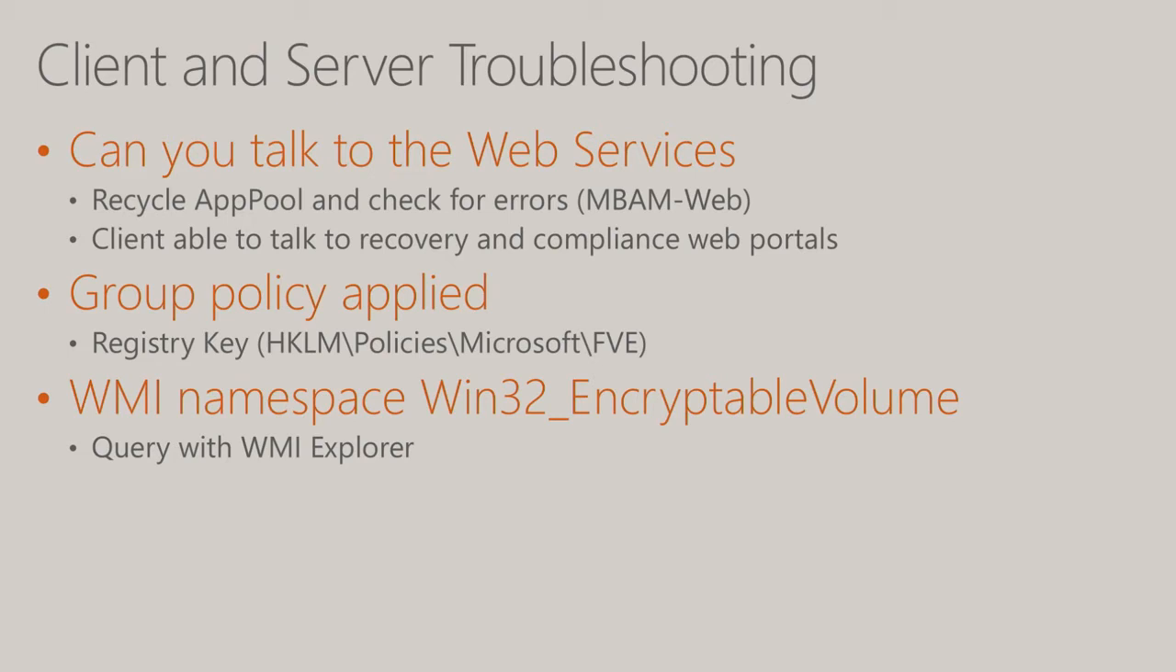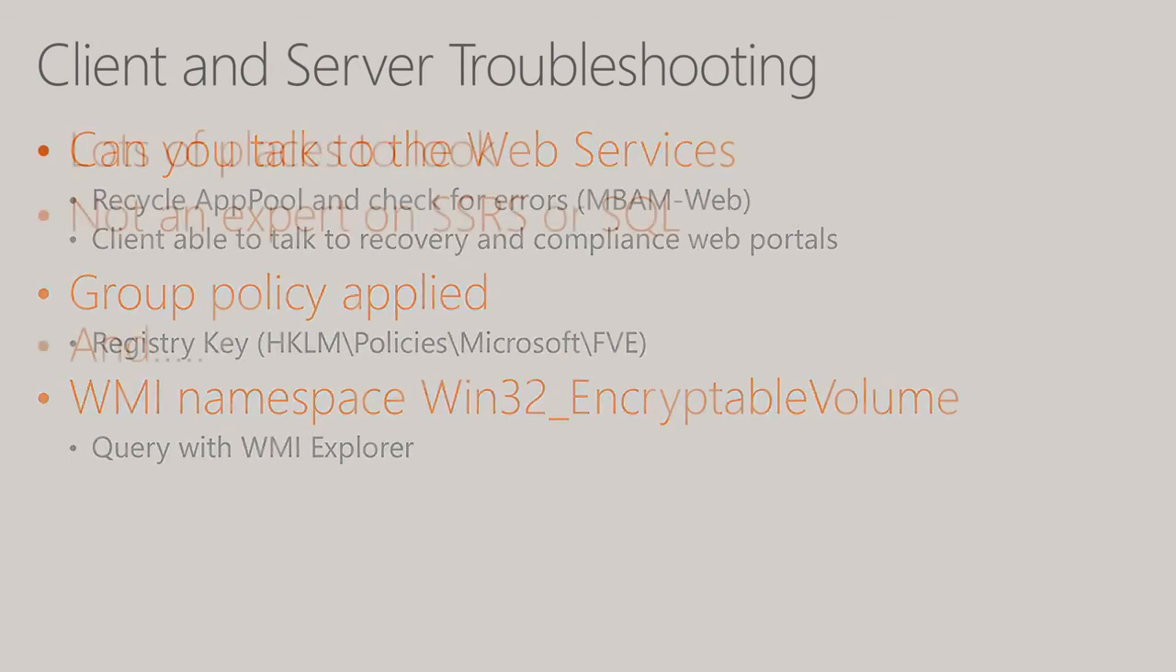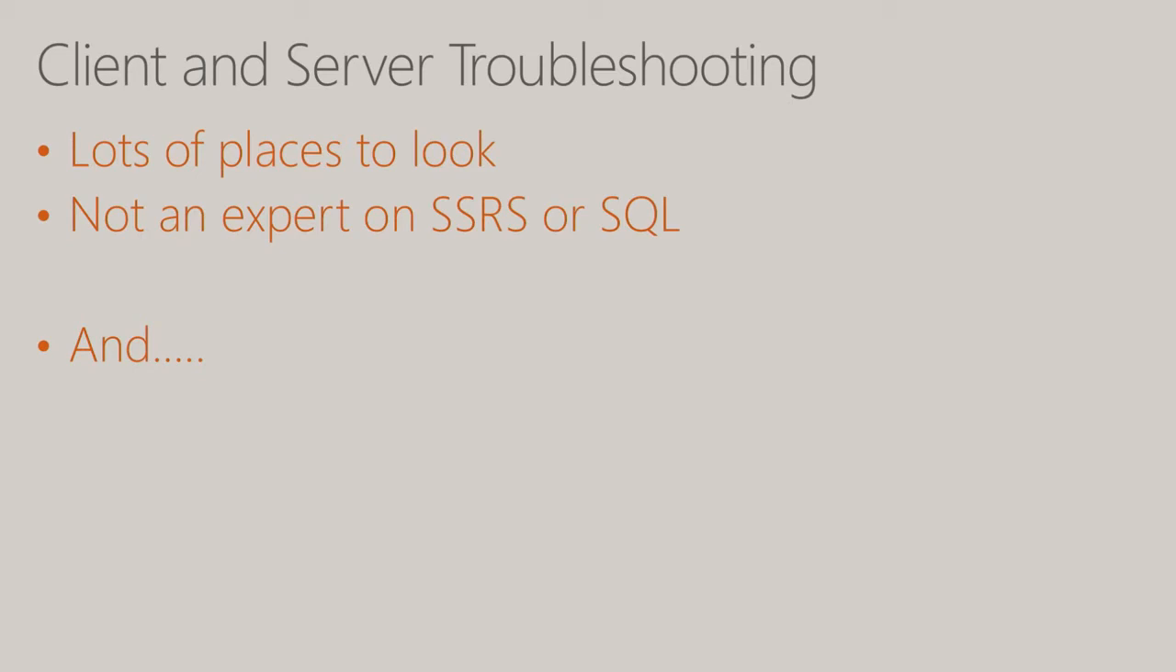So. Group policies applied, and who in here has seen the problem with 132 encryptable volume? I've seen it. It gets corrupt, and so you have to rebuild it. It's not a fun one. So, okay. As you can see, there's lots of places to look, and who in here is an expert on SQL and SSRS? I'm not.